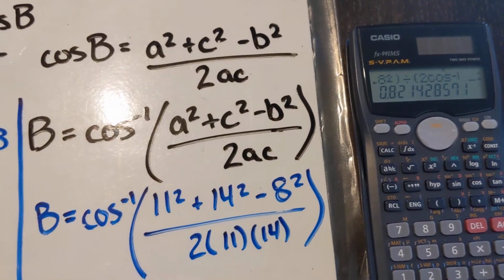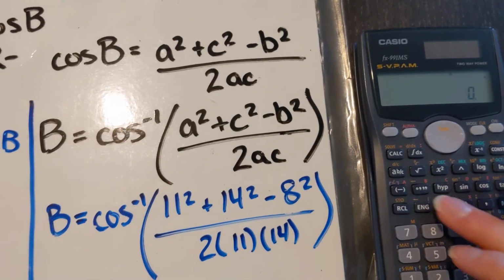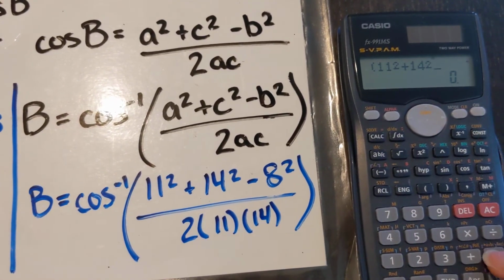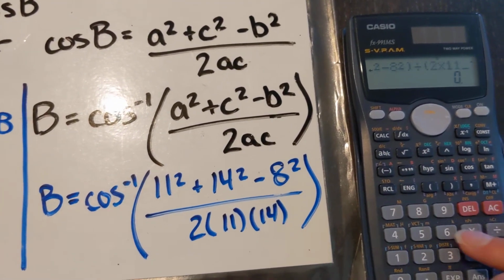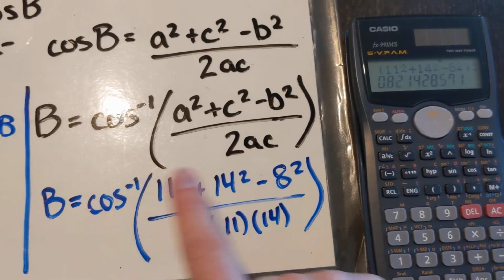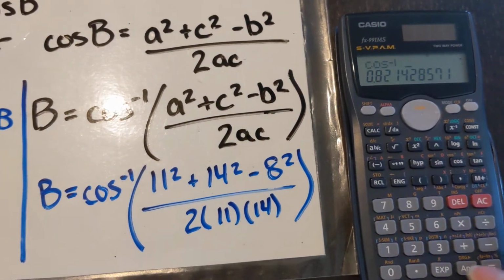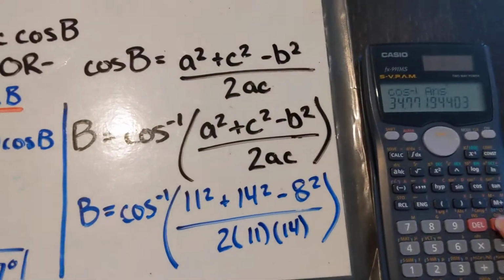So inverse cosine, whoops, let me type it in again. Now that I edited, it's going to make a mess. 11 squared plus 14 squared minus 8 squared, close the bracket, divided by 2 times 11 times 14. So I have brackets around the top, brackets around the bottom. I get this, and then inverse cosine of the answer gives me the same answer as I got over here.